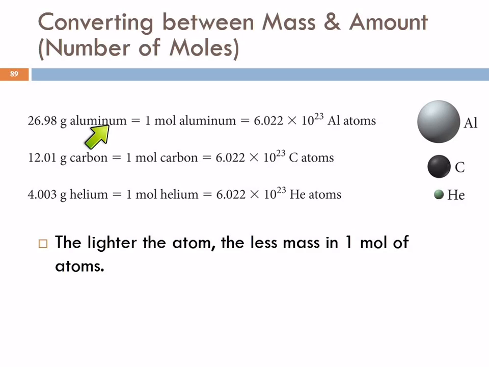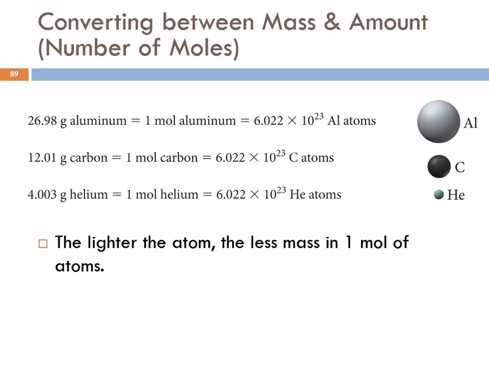26.98 grams of aluminum is equal to 1 mole of aluminum. If we look up aluminum on here, 26.98. That many grams is equal to 1 mole. 1 mole is Avogadro's number of aluminum atoms. There's carbon, 12.01 grams is 1 mole. That's the same number of atoms. Helium is very light, 4.003 grams in 1 mole. And that's equal to Avogadro's number of helium atoms. The lighter the atom, the less mass you have when you have the same number of them.